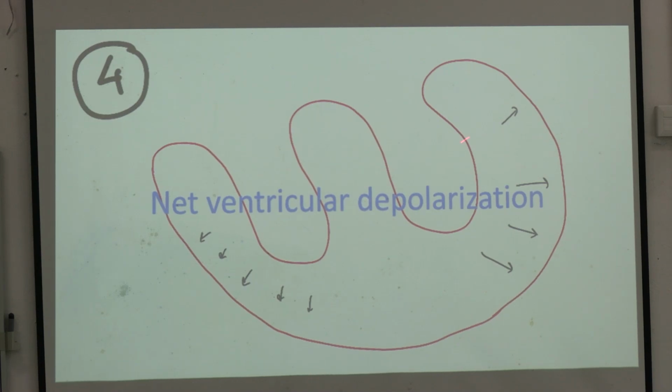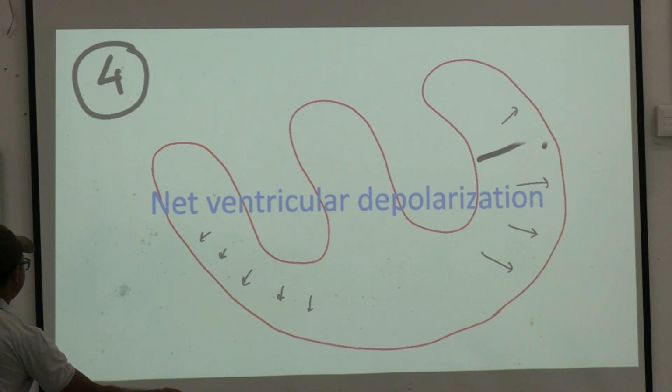So this is the free wall and this is the septal wall, and the fourth vector is the collection of all vectors which depolarize the ventricular free wall. If we combine all these vectors which are fanning out towards the ventricular free wall, we get a resultant vector and it is this.